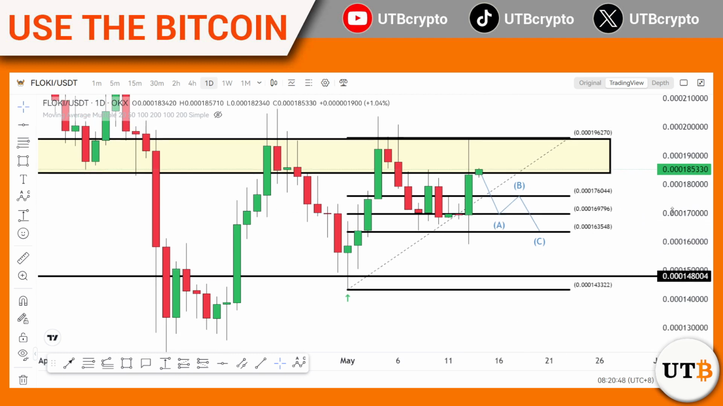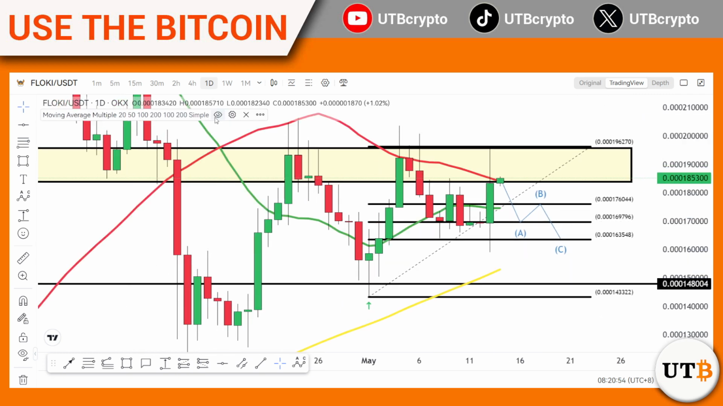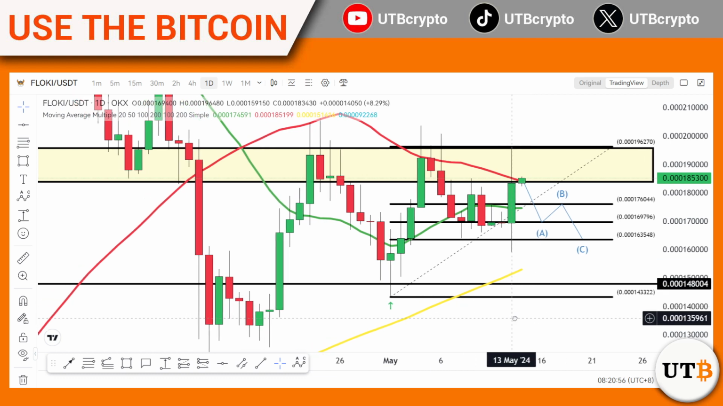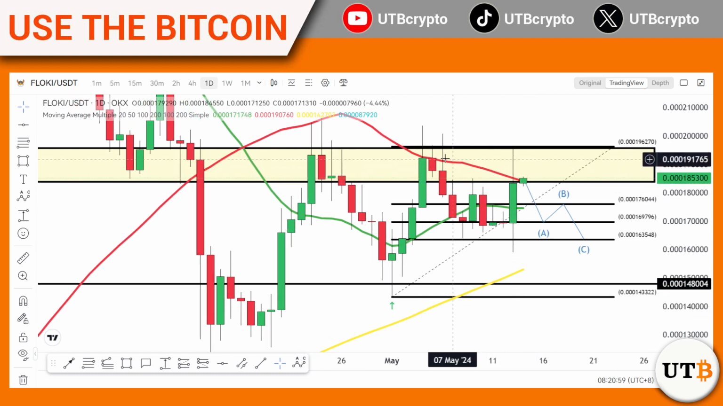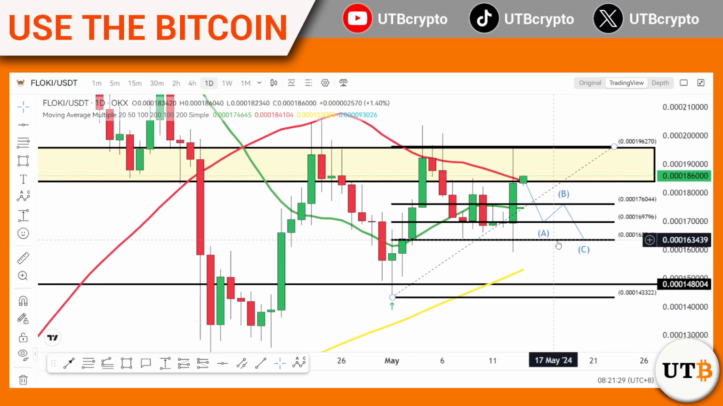Now let's also turn on our moving averages. There we go. As you can see, we are already at the red line. The red line here represents the 50 MA, and moving averages could potentially serve as strong resistance or strong support levels for the coins. Since we are already at the red line, sooner or later the prices might go down as well. So that is just confirming our bias for FLOKI.